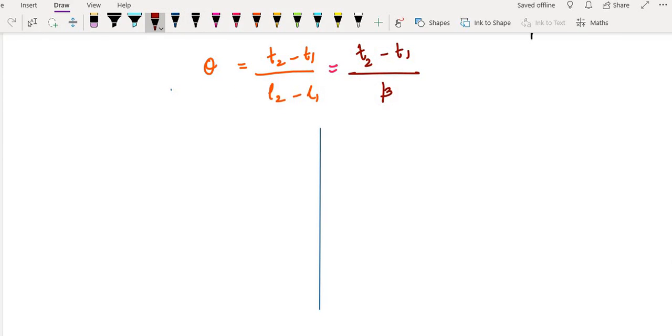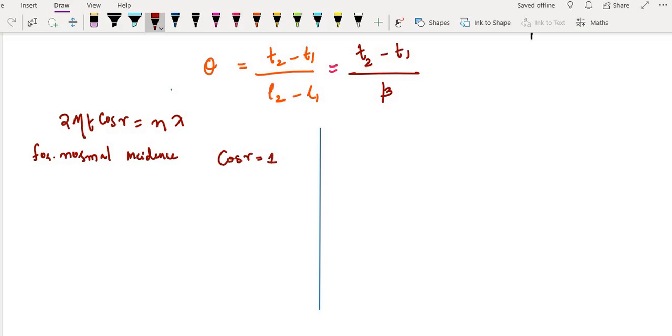For that, we have the general equation for the dark band, 2 mu T cos r is equal to n lambda. When doing the experiment in the lab, we are following the normal incidence method. For normal incidence, cos r is equal to 1. Therefore, the equation reduces to 2 mu T is equal to n lambda. That is the general equation.